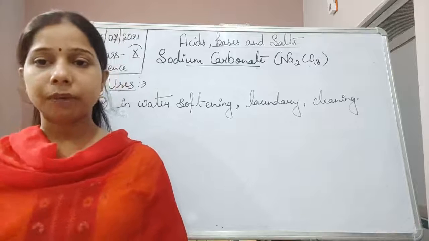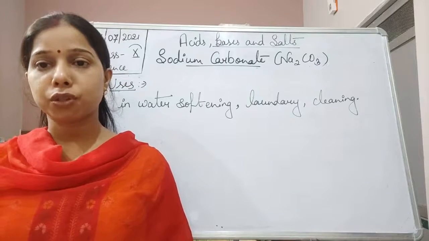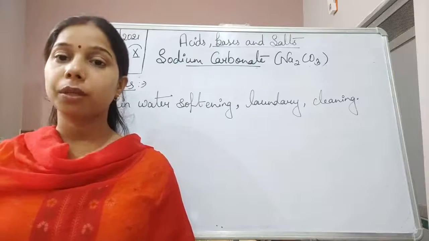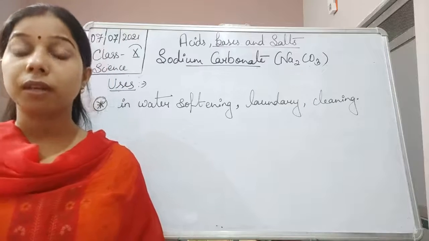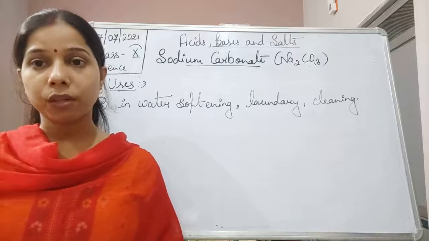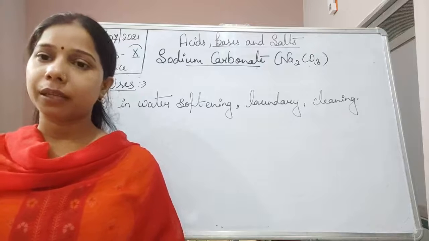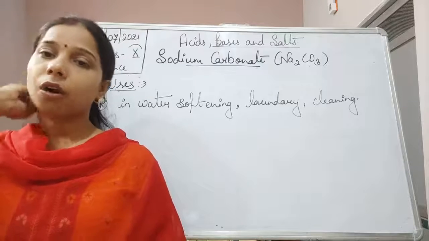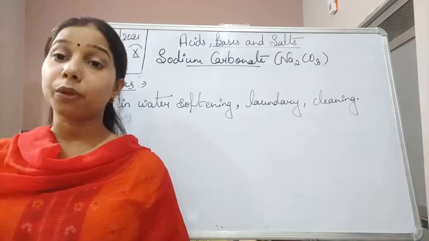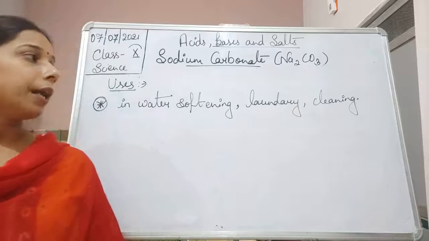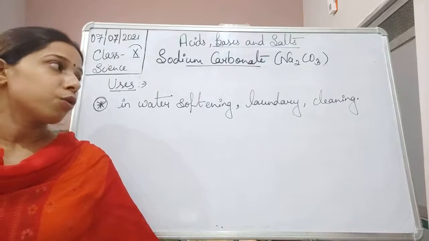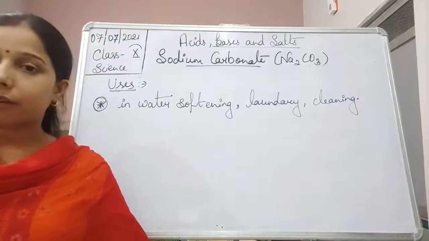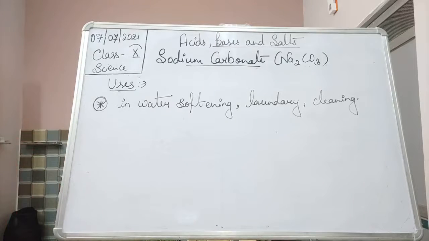The name itself explains a lot: it is washing soda. So obviously it will be used in laundry. It is used in softening the water, students. It helps in making hard water soft, and that's why sodium carbonate works in hard water, as well as being used for cleaning. So laundry and cleaning are the major functions of washing soda.